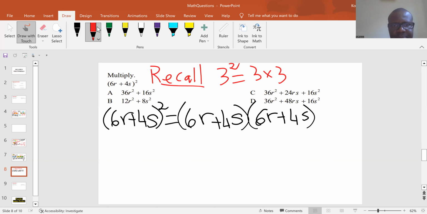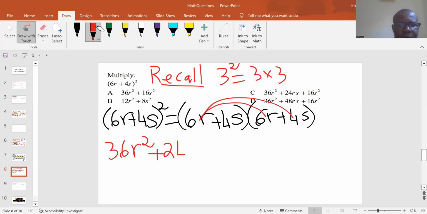Therefore, distribute. So 6r multiplied by 6r, this is 36r to the 2nd power. The same 6r multiplied by 4s, this will be what? 24rs.